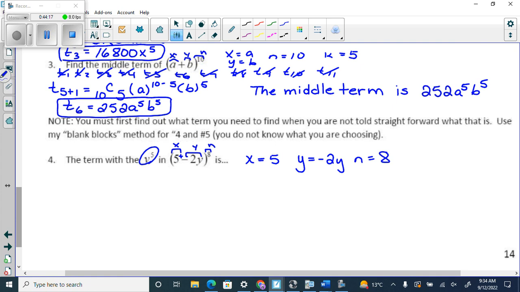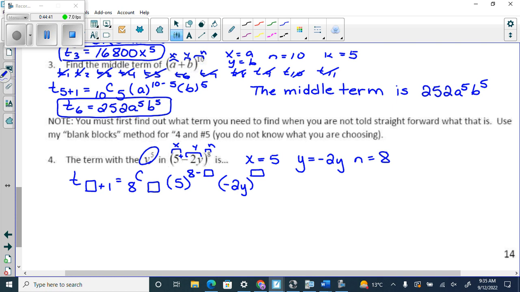That's what I was doing. So I'm going to go T box plus 1, because I don't know what K is. I know everything else, I can fill it all in. Then I get equals N, which is 8, C box. And then I get X, which is 5, to the 8 minus box. And then I get Y, which is negative 2Y to the box.